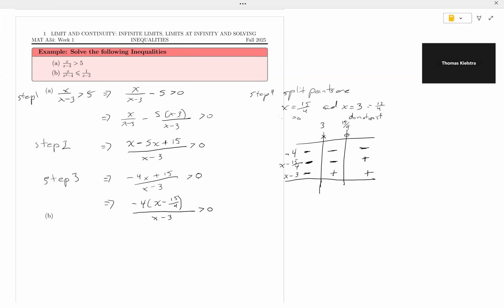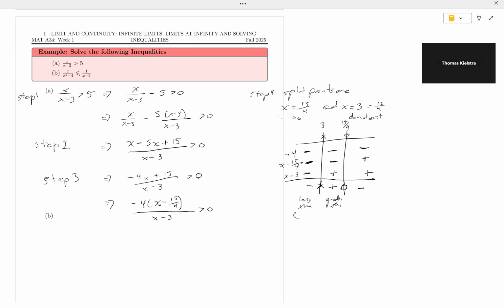Now that I've completed the row for each factor, I simply just multiply my signs. Negative, because there's 3. Positive, because there's 2. Negative, because there's 1. And I know that at 3, it does not exist. At 15 over 4, it's 0. Now I look back to my inequality. Negative means less than. Positive means greater than.